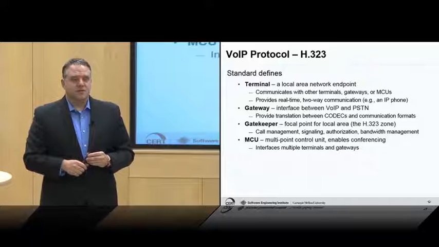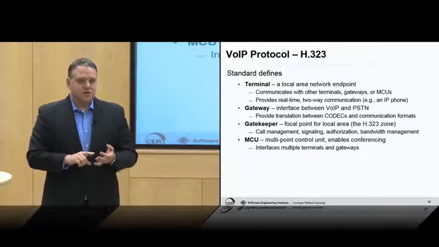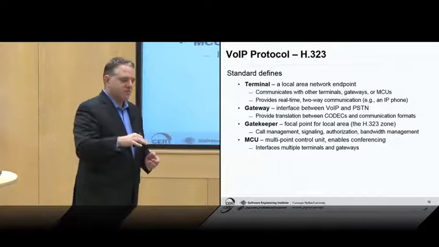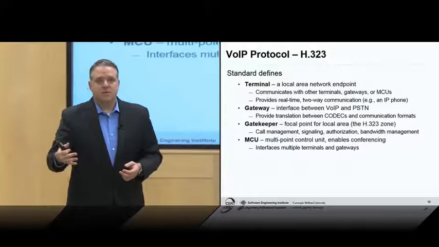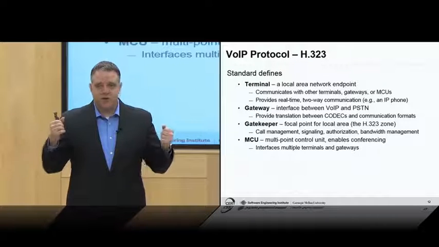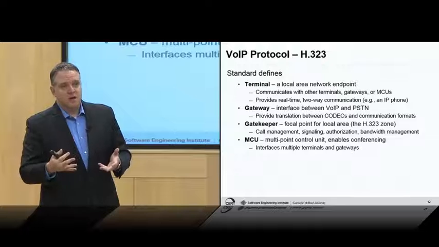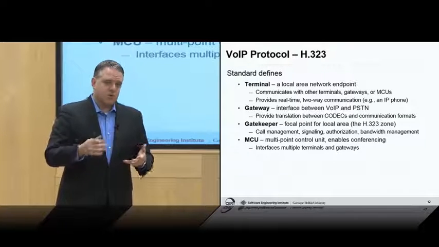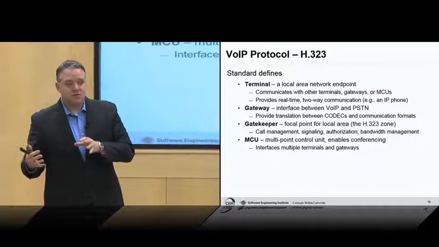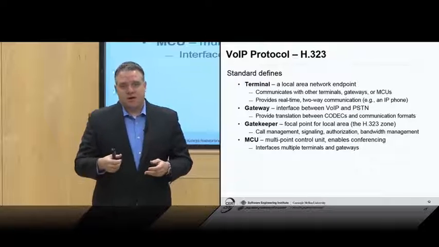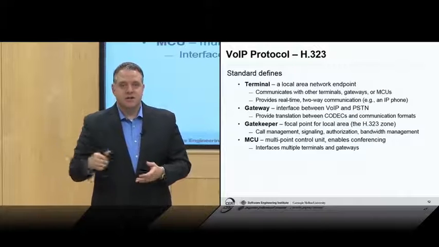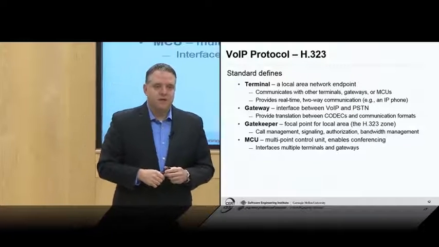For H.323, there are some standards that define what the terminal is. This is your telephone itself, and how it communicates with other telephones or terminals and with the gateways, and it provides basically real-time two-way communication between a phone and a phone. Then there's the gateway device, which is the interface between your voice over IP digital network and the public switched telephone network. So if you're dialing a landline or potentially a cellular number, you'll go through the gateway to actually reach that number from your voice over IP line.